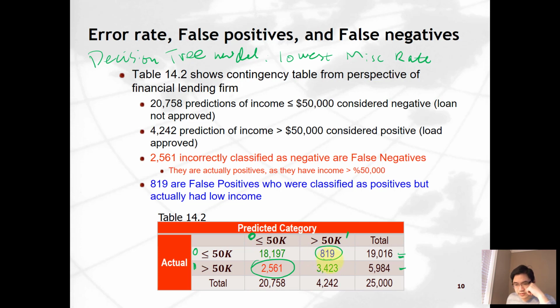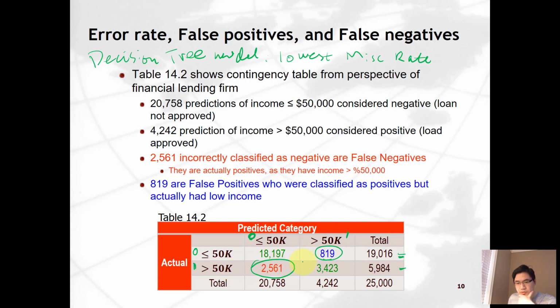819 false positives. These people are classified as having higher income, but they are actually low income earners. So the classification algorithm, the decision tree model here, commits this many false positive errors. It also makes more than 2,500 false negative errors, where these people are predicted to have lower income, but they are actually higher income.